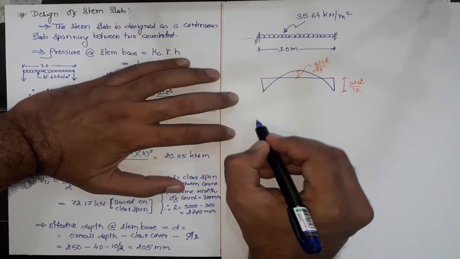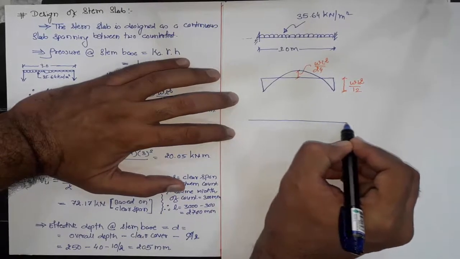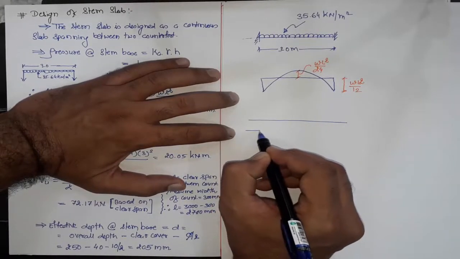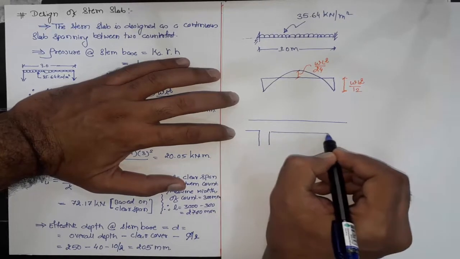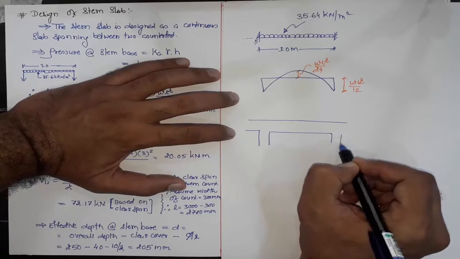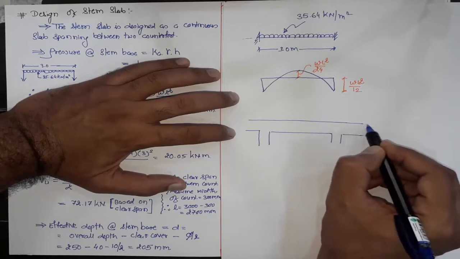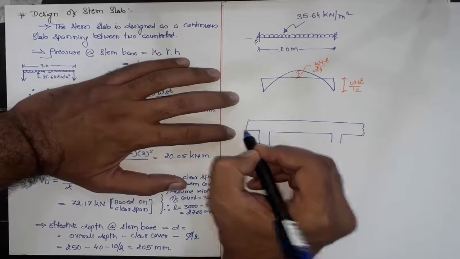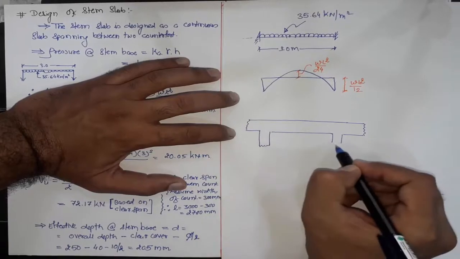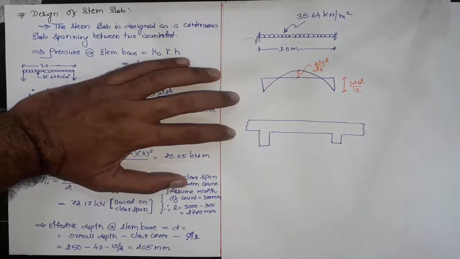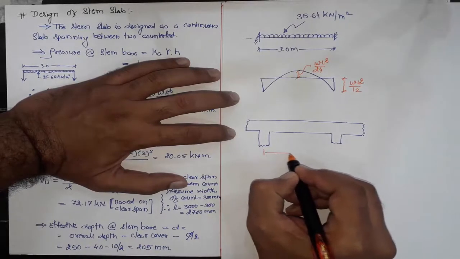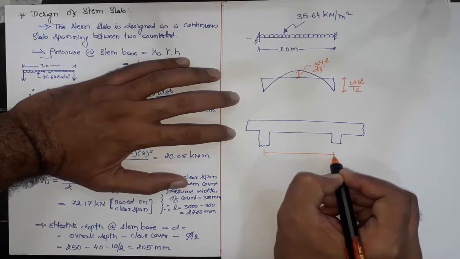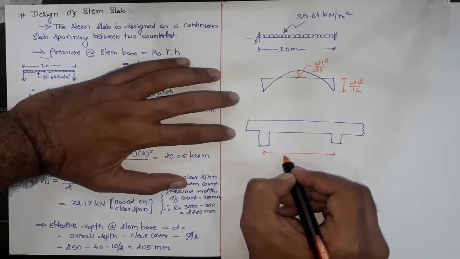Now, let's draw the plan view of our stem slab. This is the counterfort. This is the counterfort. And so on. Here our counterfort is also continued. This is a plan view. We are having a center to center distance between the counterfort as 3 meter.